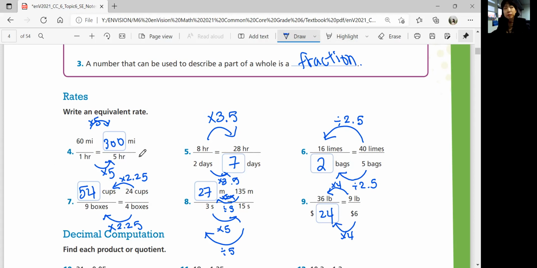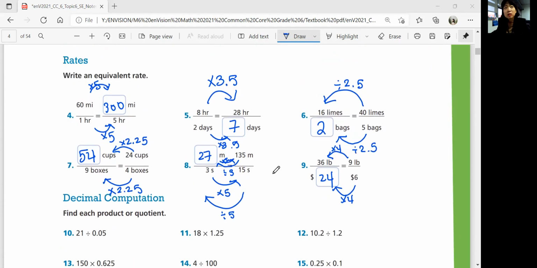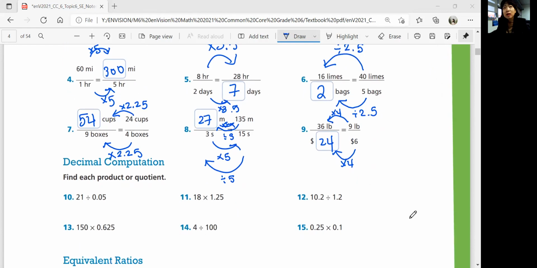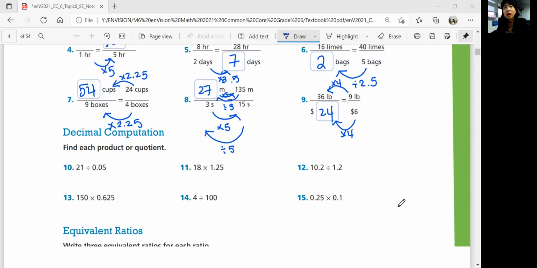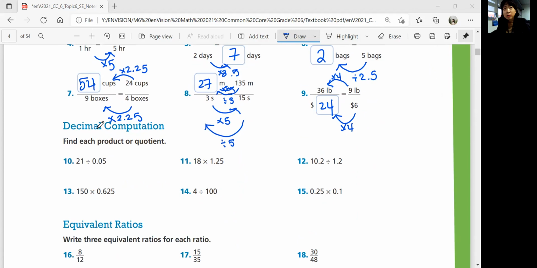All right, so here are our answers. What about decimal computation? Did you get all the rates right? Okay, if you didn't, you should look for your mistakes and practice more. Let's move on to decimal computation. Find each product or quotient. See if you can divide and multiply them accurately, okay?